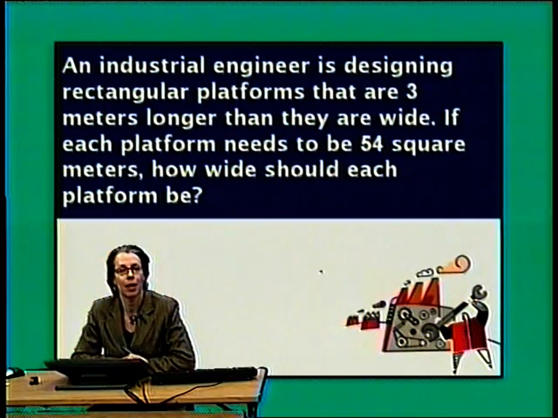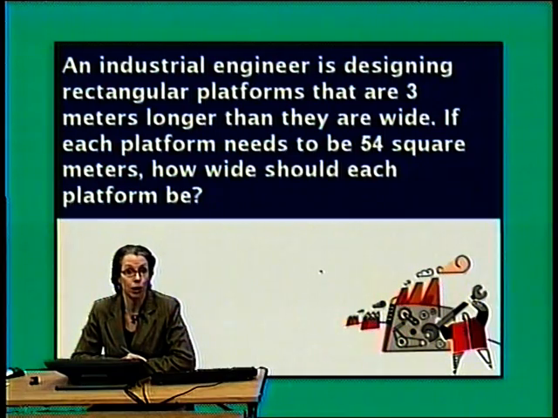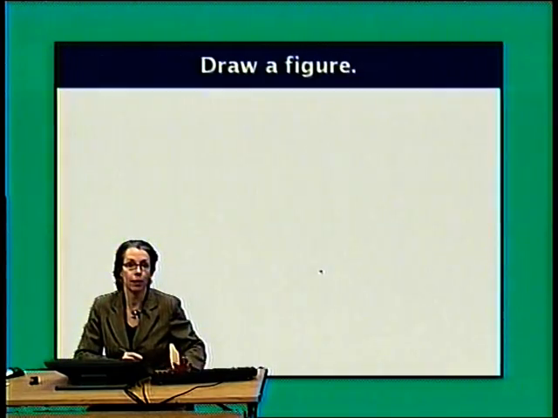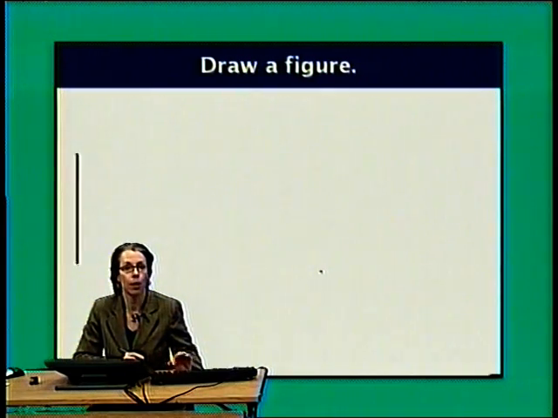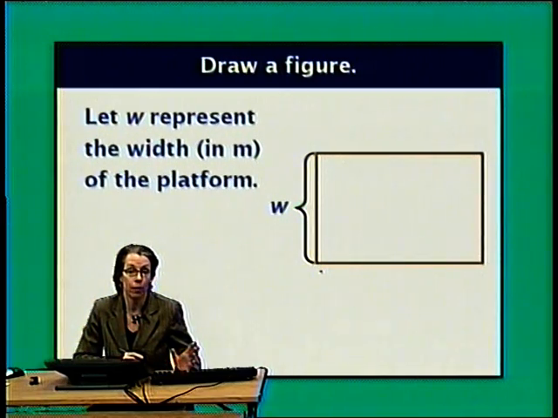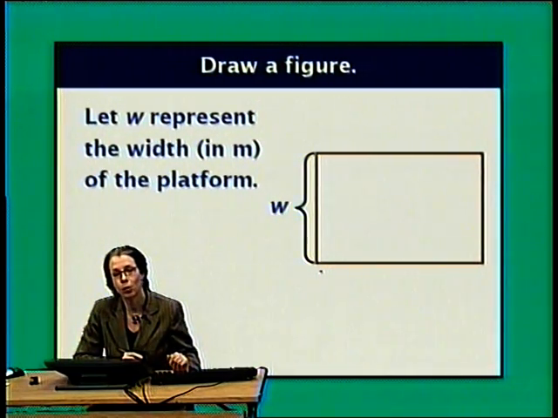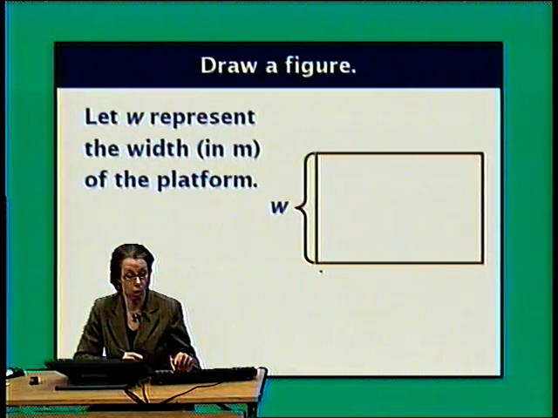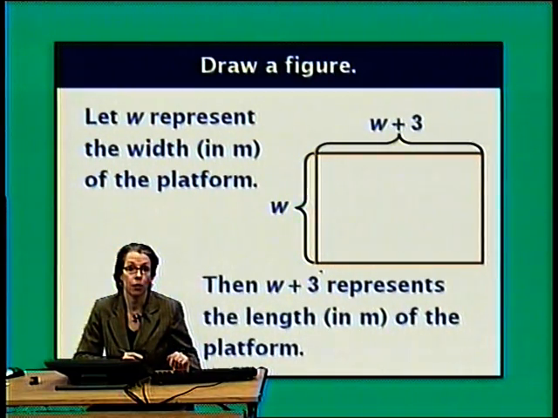Here's another problem. An industrial engineer is designing rectangular platforms that are 3 meters longer than they are wide. If each platform needs to be 54 square meters, how wide should each platform be? With a problem like this, it really helps us to draw a figure. We have rectangular platforms. We're being asked for the width of the platform. So I'm going to let W represent the width of the platform. And here we're measuring our lengths in meters. We were told that the platform's length is 3 meters longer than its width. So W plus 3 is going to represent the length of the platform.